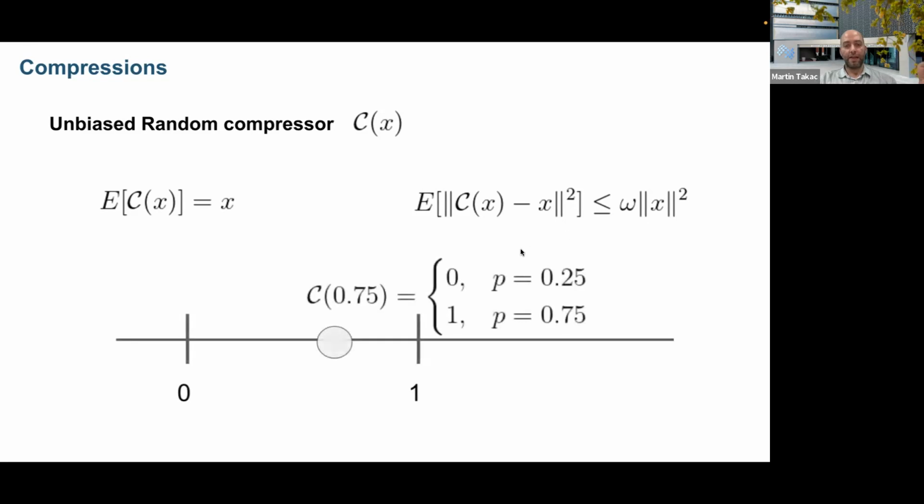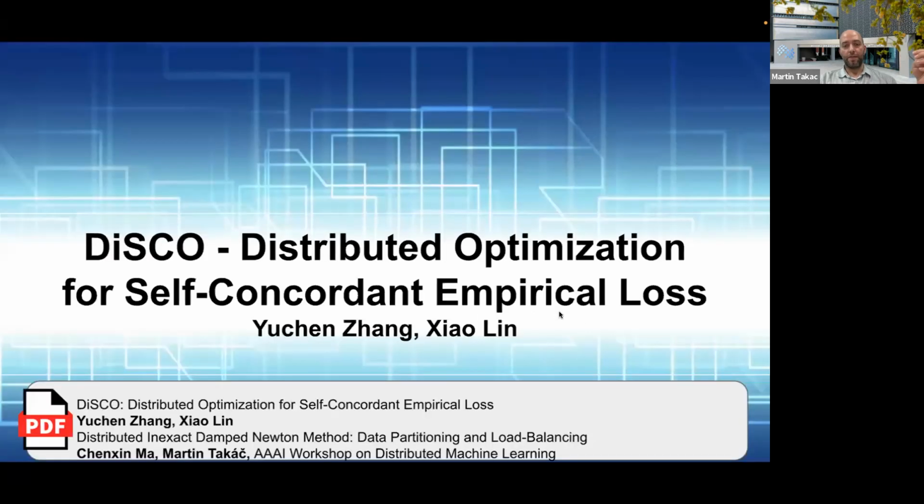For example, in this case, I get 0.75. I can just use random compression to send value 0 or 1. So in this case, I can just use 1-bit random compression to compress this number to either 0 or 1 bit. And those are the probabilities for how you can do it.